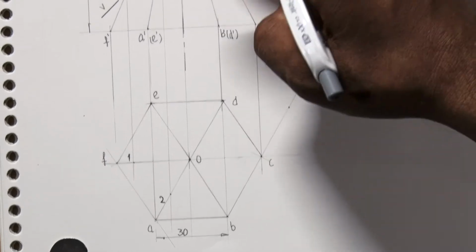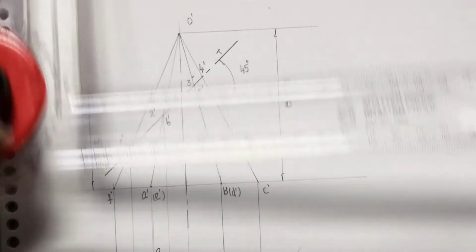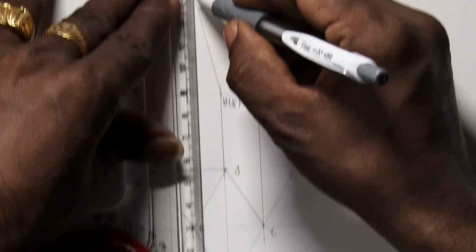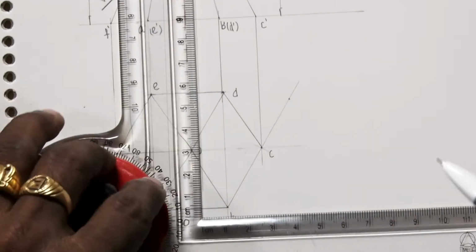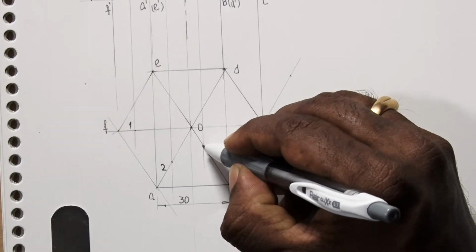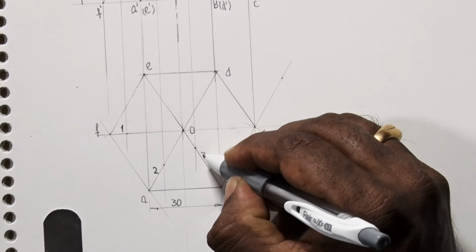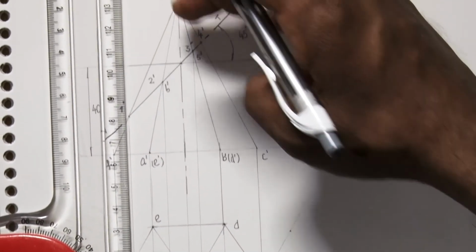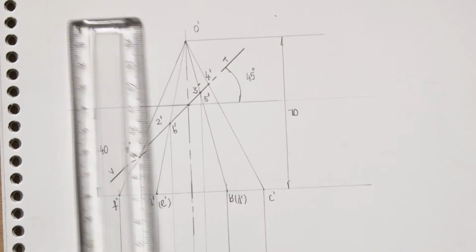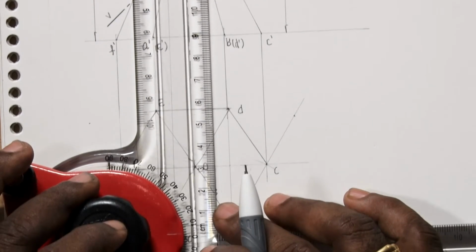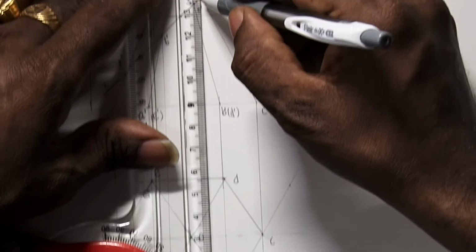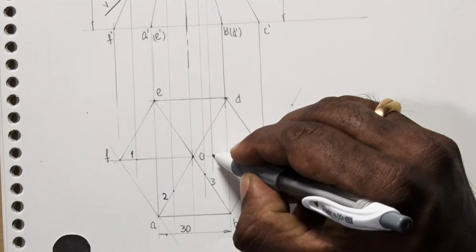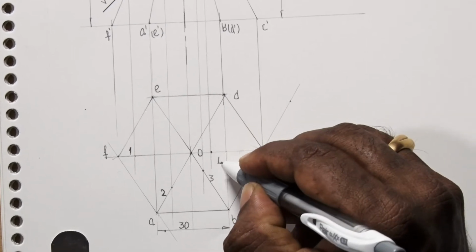Similarly, 3 dash is between O dash and B dash. So naturally 3 lies between O and B. So we call it as 3. Again, between C dash and O dash we have 4 dash. So therefore between C and O we have 4. So we project and we find out this point as 4.